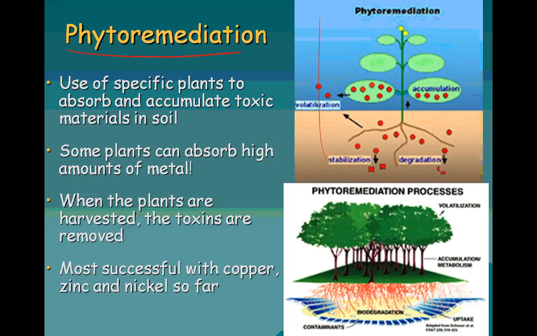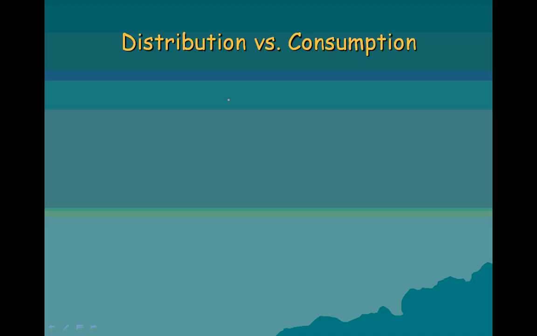And the metals that have shown the best success with this technique so far are copper, zinc, and nickel, and also organic materials like pesticides have been successful with it too.